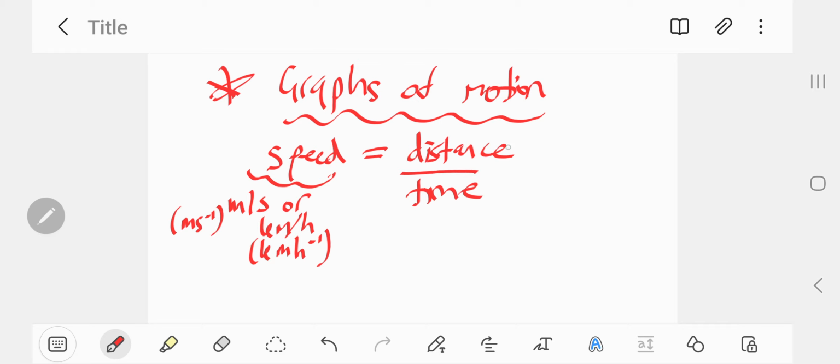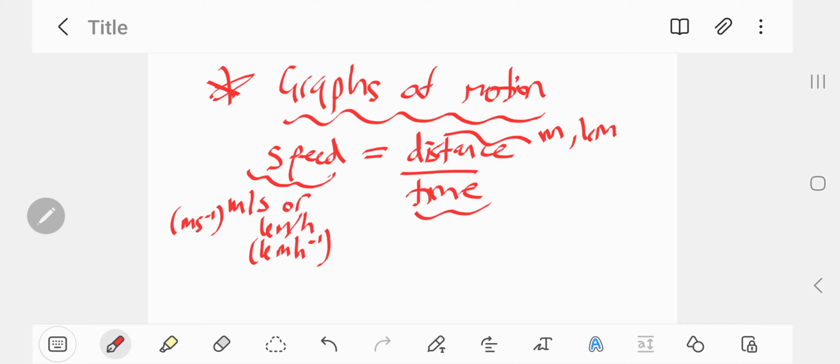So that's speed. Distance. Distance is basically the length of space between 2 points, and it's typically measured in meters or kilometers using this relationship, this formula.